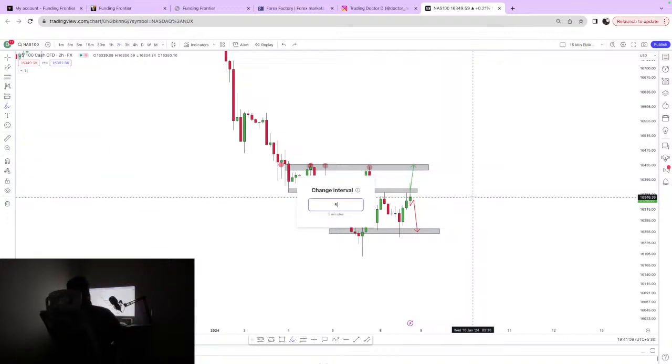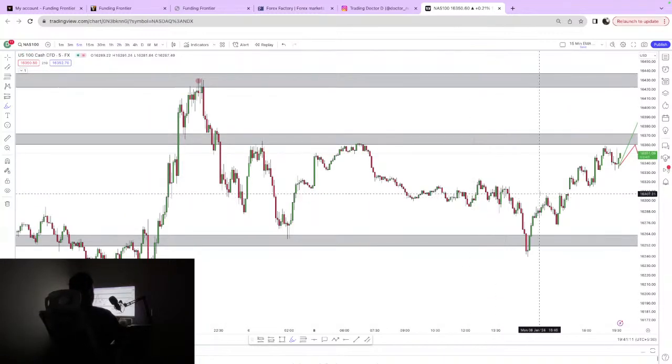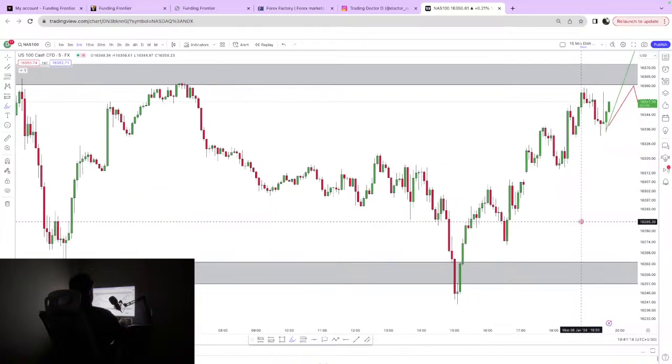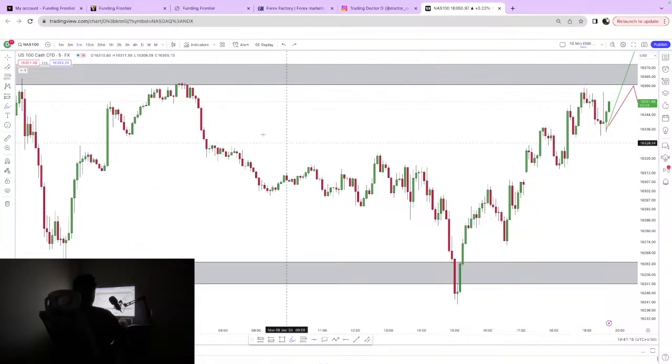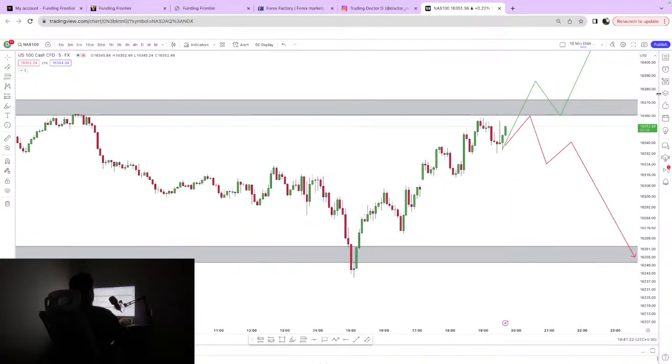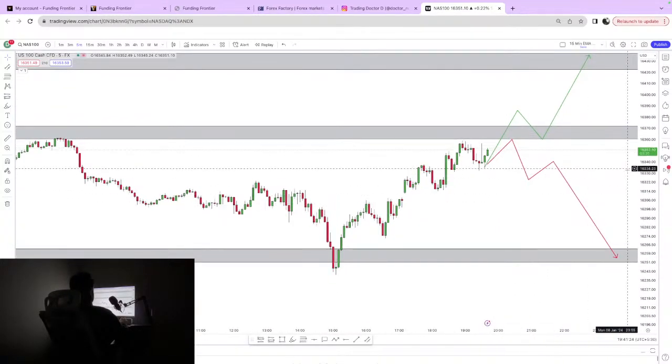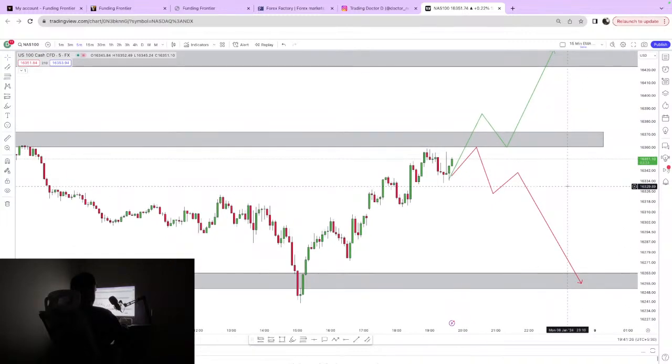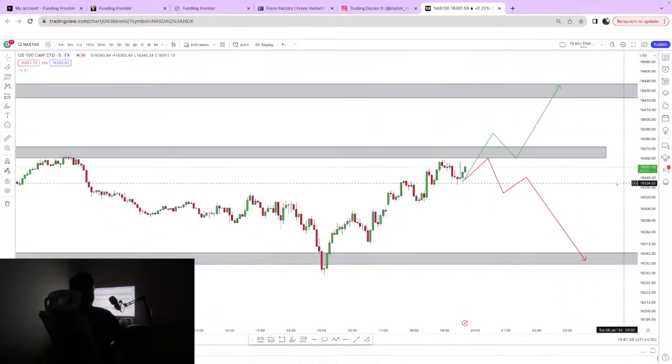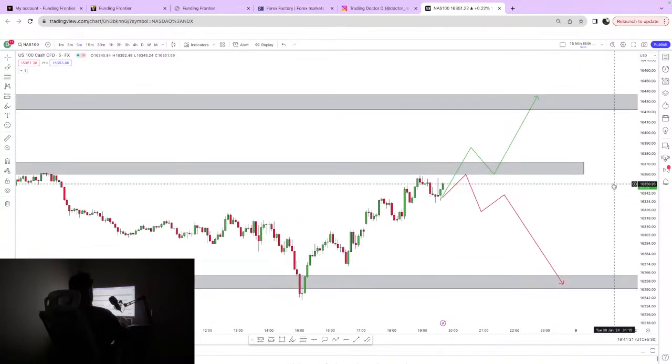Okay, so now let's shift to our usual time frame. Right? So this is the chart in front of us, neat and clean.